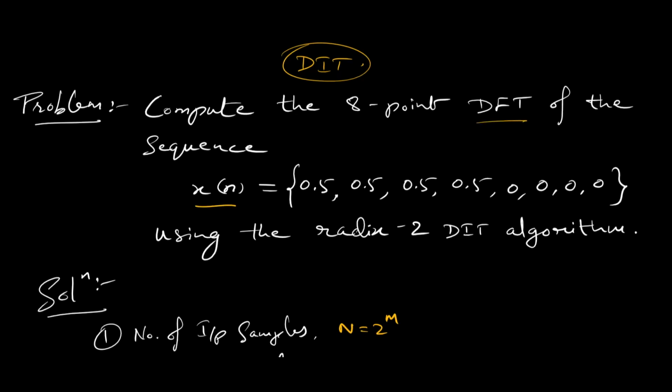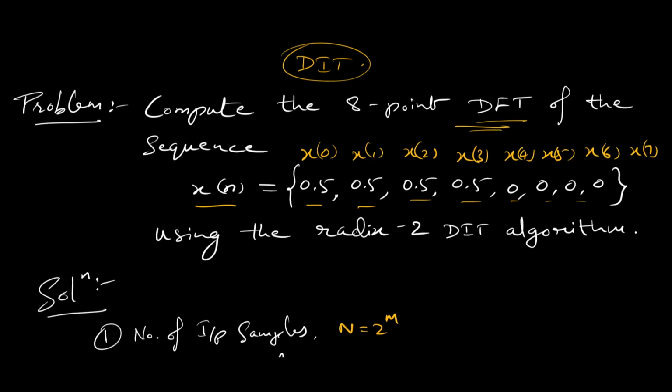We are given a sequence x[n] with these samples. This position is x0, x1, x2, x3, x4, x5, x6, and x7. It is an 8-point DFT, so you'll be having only 8 samples. Now we have to solve this DFT using radix-2 DIT. So for radix-2 DIT, the radix is 2. This way we write.